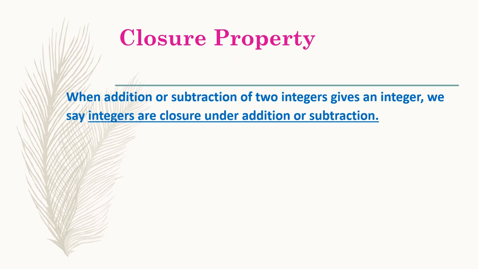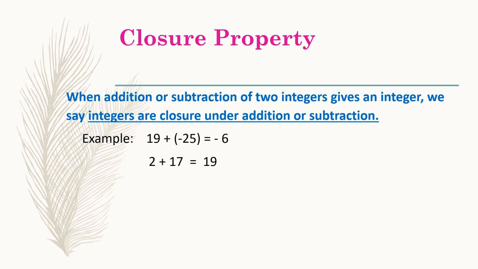First is closure property. What is closure property? When addition or subtraction of 2 integers gives an integer, we say that integers are closed under addition or subtraction. For example, here we are adding 2 integers. One is positive, one is negative. 19 plus into bracket minus 25. Now you can easily solve it. So the answer is minus 6.